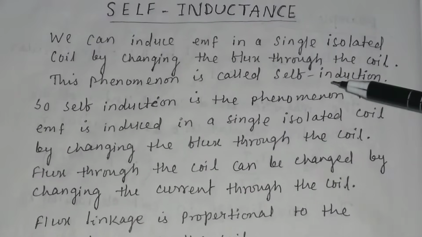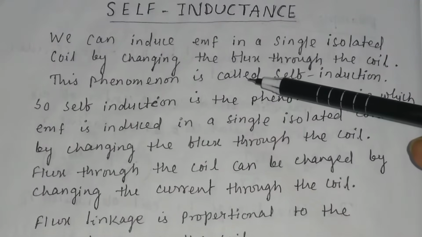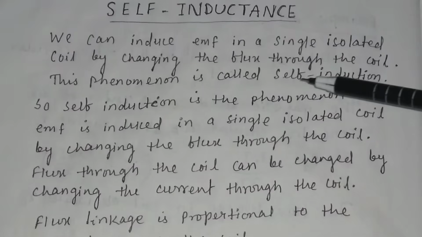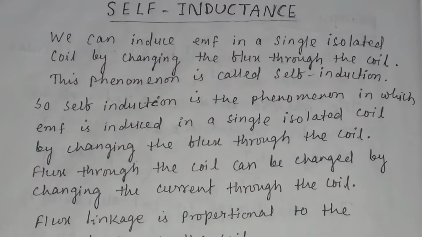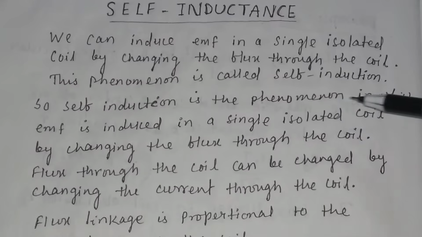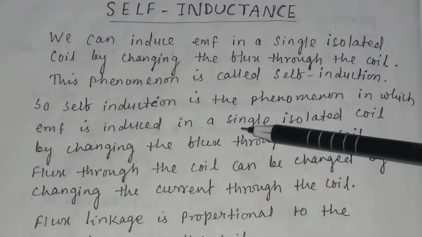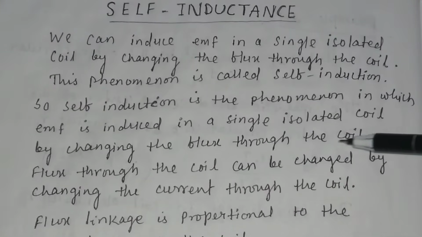Self-inductance. We can induce EMF in a single isolated coil by changing the flux through the coil. This phenomenon is called self-induction. So, self-induction is the phenomenon in which EMF is induced in a single isolated coil by changing the flux through the coil. Flux through the coil can be changed by changing the current through the coil.